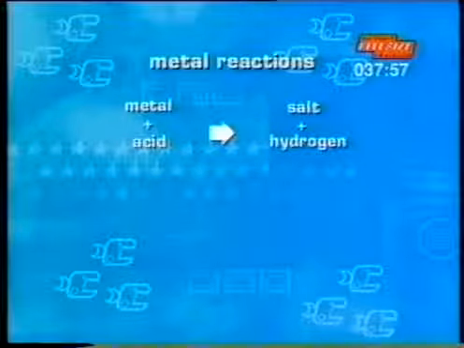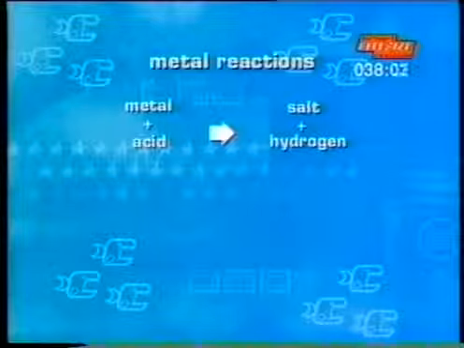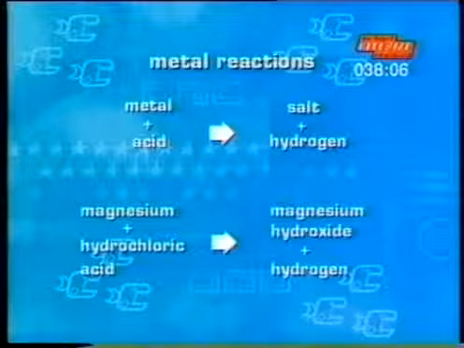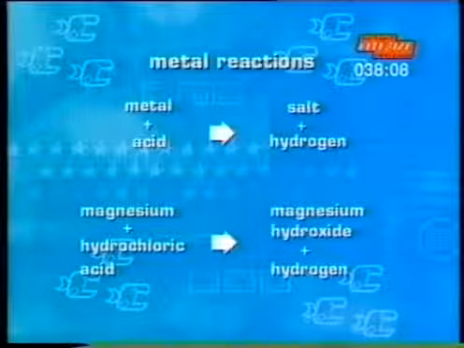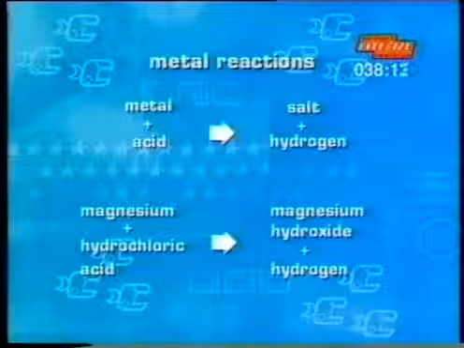When metals react with acids, the pattern follows: metal plus acid makes metal salt plus hydrogen. So, for example, with magnesium, the word equation is magnesium plus hydrochloric acid makes magnesium hydroxide, the metal salt, plus hydrogen.